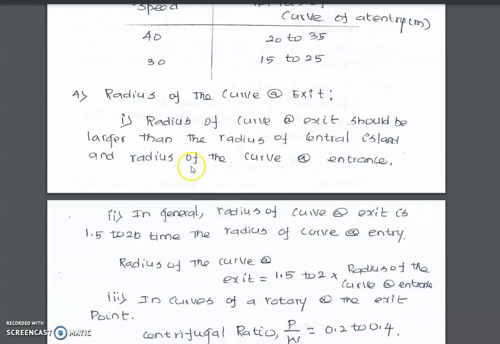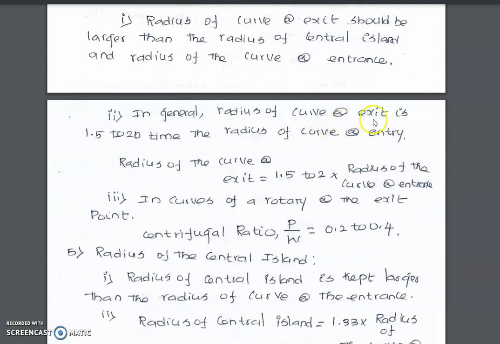Then the fourth one, radius of curvature at exit level. The radius of curvature at exit should be larger than the radius of the central island and the radius of curvature at entrance. In general, the radius of curvature at exit is 1.5 to 2 times the radius of curvature at entry level. So the radius of curvature at exit is equal to 1.5 to 2 into the radius of curvature at entrance level. For curvature of a rotary at the exit point, the centrifugal ratio P divided by W is equal to 0.2 to 0.4.